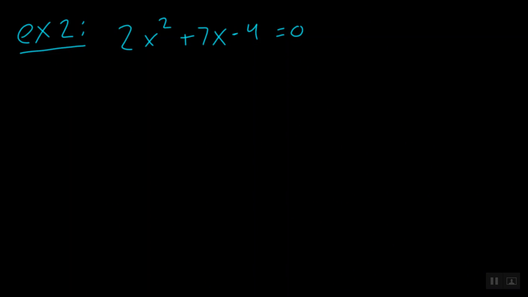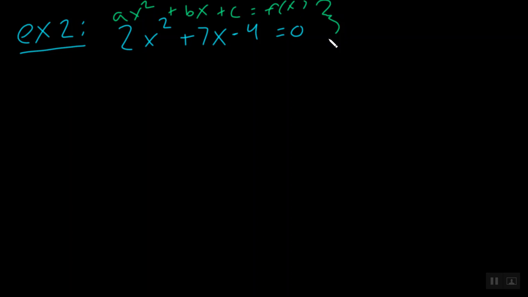Okay, let's take a look at example 2. Now we'll notice that example 2 is almost written backwards, but it's not written in vertex form. We can clearly see that example 2 is written in standard form, which is ax squared plus bx plus c is equal to f of x.